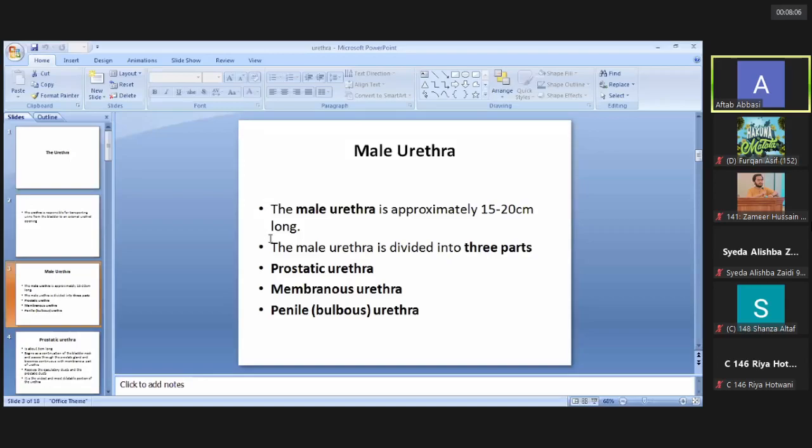The male urethra is approximately 15 to 20 centimeters long, and it is divided into three parts. The first part is known as the prostatic urethra. The second part is known as the membranous urethra. And the third part is known as the bulbar urethra, also known as the penile urethra or the spongy urethra. So there are three parts of the male urethra.